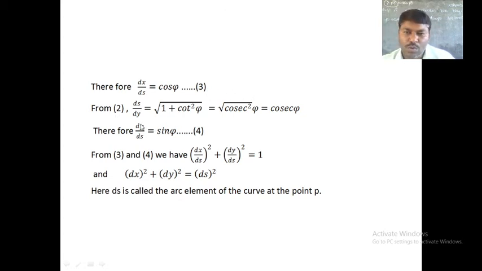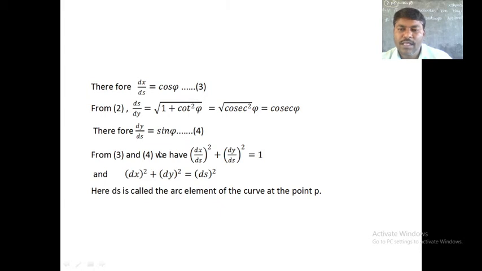From equation 2, we have ds by dy is equal to square root of 1 plus cot square psi. So by the third identity, 1 plus cot square psi can be written as cosecant square psi. This is equal to cosecant psi. Therefore, the reciprocal of this is dy by ds is equal to sin psi. Call this equation number 4.